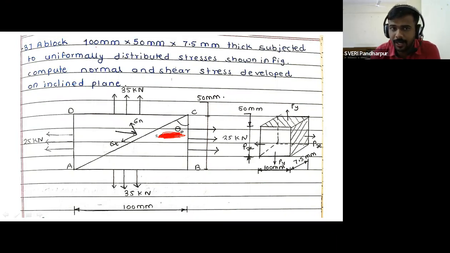Dimensions are given: 100 mm length, 50 mm depth or width and 7.5 mm thick. In the three-dimensional body, see which thickness they have considered. Until now, which thickness were we considering? The vertical dimension. Correct. We considered the vertical dimension as thickness, but here they have mentioned 7.5 mm thick, which means 7.5 mm is which dimension of yours? This is your inclined dimension, 7.5 mm thick.